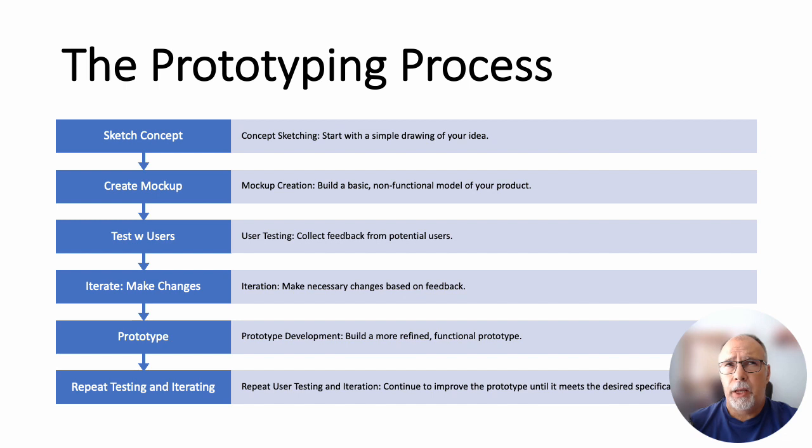There are 6 stages in the prototyping process. In the concept sketching stage, you start with a simple drawing of your idea. In the mock-up creation stage, or the build stage, you build a basic non-functional model of your product. In the user testing phase, you collect feedback from potential users. Then you iterate, making any necessary changes based on feedback.